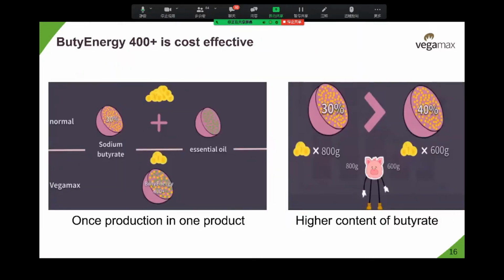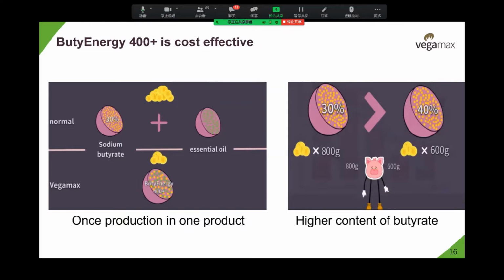Butyl Energy 400 Plus is 40% sodium butyrate with 5% essential oil. It not only has good synergy, but this design can also reduce the cost. Sometimes some customers will use the butyrate series and the essential oil separately. Each product requires a processing fee and profits. However, to produce Butyl Energy 400 Plus, it requires only one production processing fee, which can reduce the cost.